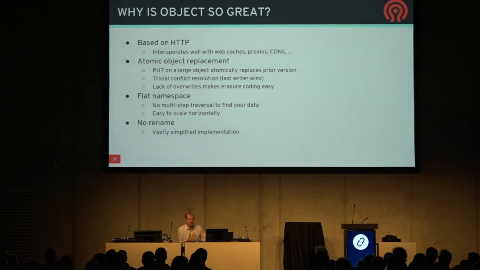Object storage. Why is object storage so great, particularly in a cloud era? It's based on HTTP, so you can insert caches in the middle. It traverses proxies and CDNs, all that sort of thing. In the context of this discussion, it's great because it gives you atomic object replacement. If you upload a huge object, it's only when you finally finish that upload that it atomically replaces the old version of that object and becomes the most recent version. So you have trivial conflict resolution: the last writer wins. And the fact that you don't have partial overwrites makes things like erasure coding easy, so you can efficiently store it. It has a flat namespace. There's no rename. Rename is very complicated and can lead to all kinds of conflicts. It's scalable, efficient, all that good stuff.